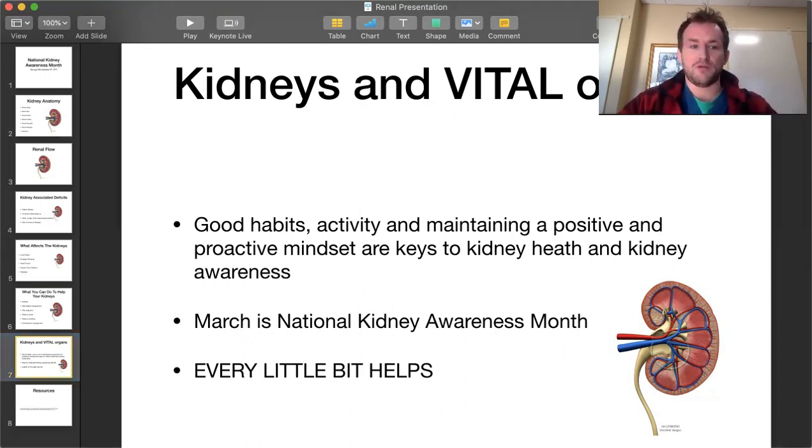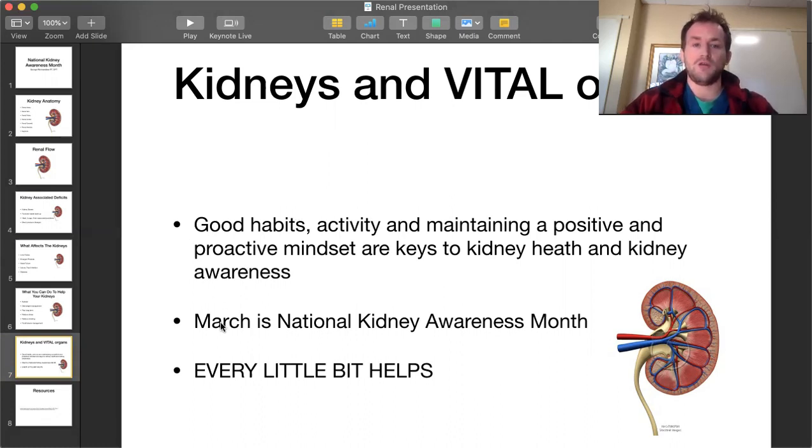So the take-home points are good habits, activity, and maintaining a positive and proactive mindset, and that kidney health and whole body health is essential. We're going to go back to activity, weight management, having a positive mindset, reducing stress, making sure blood pressure is regulated, and then making sure of proper fluid management, whether it's proper intake of fluid or proper management of fluid if there is a renal problem.